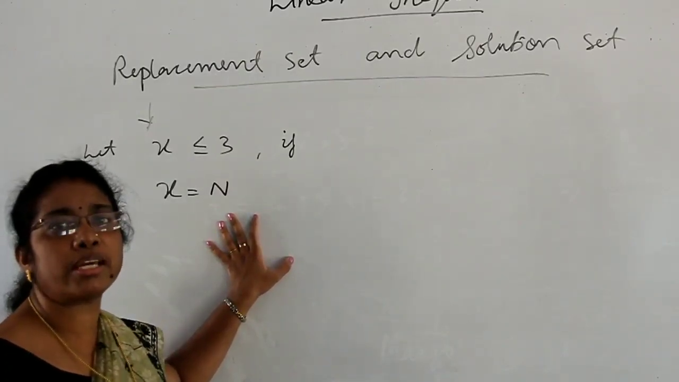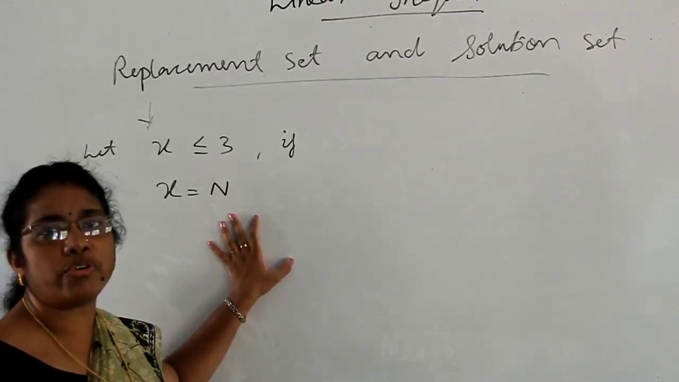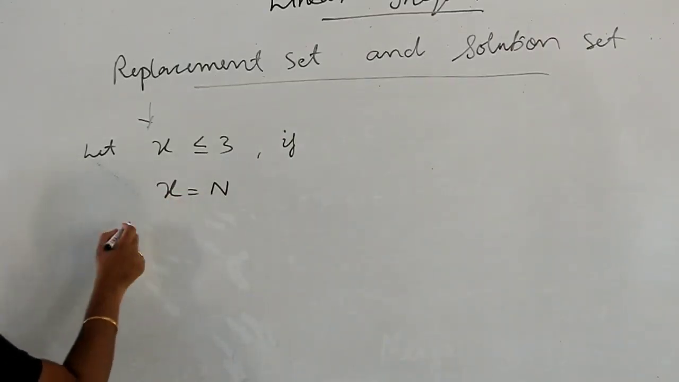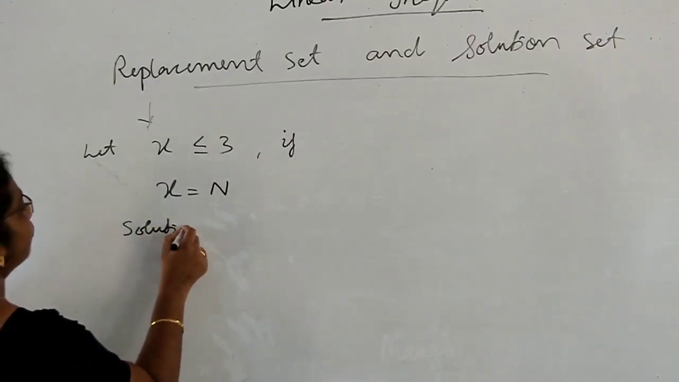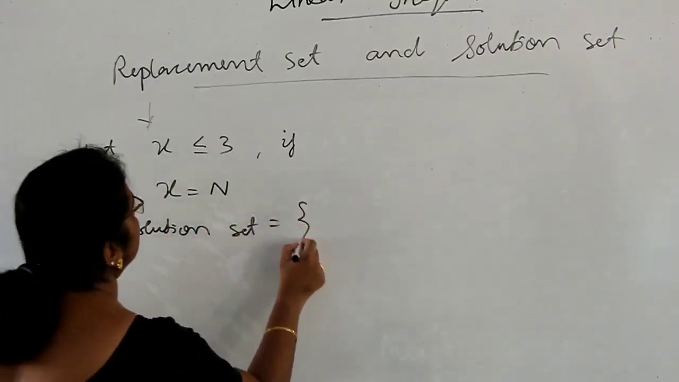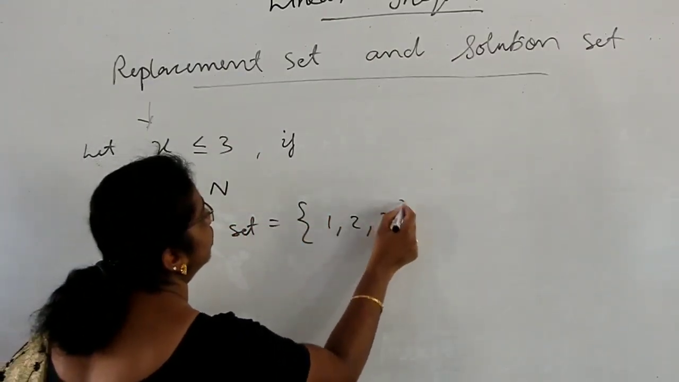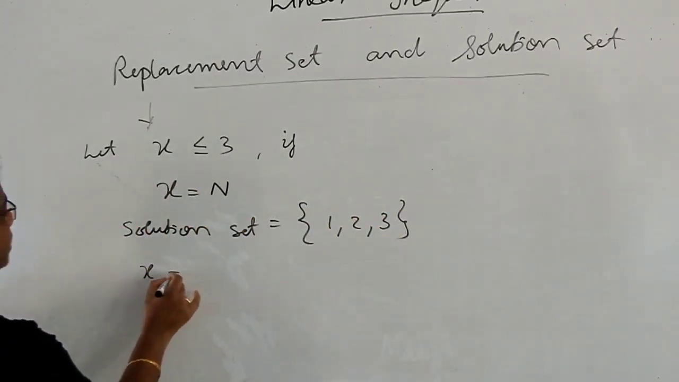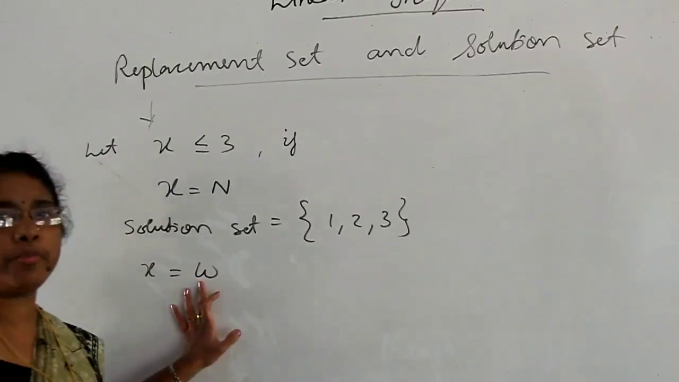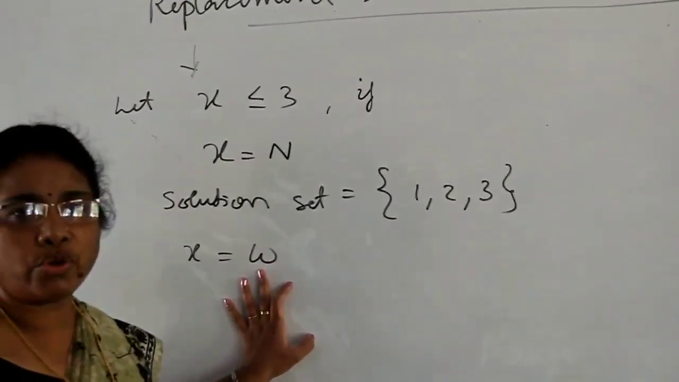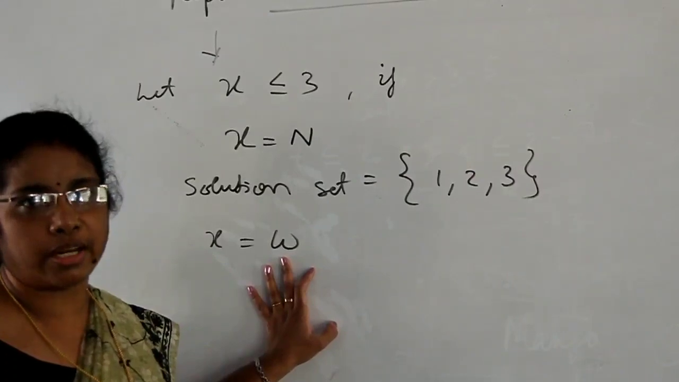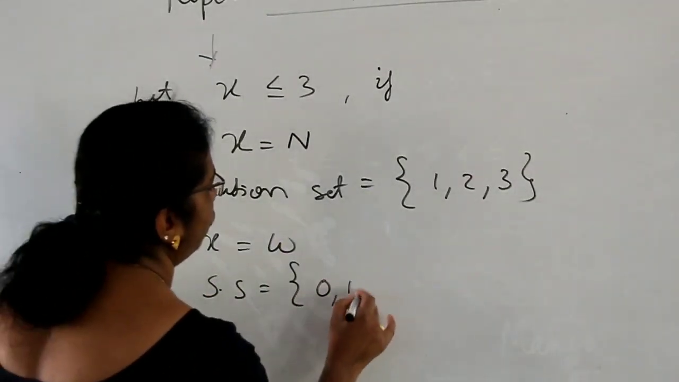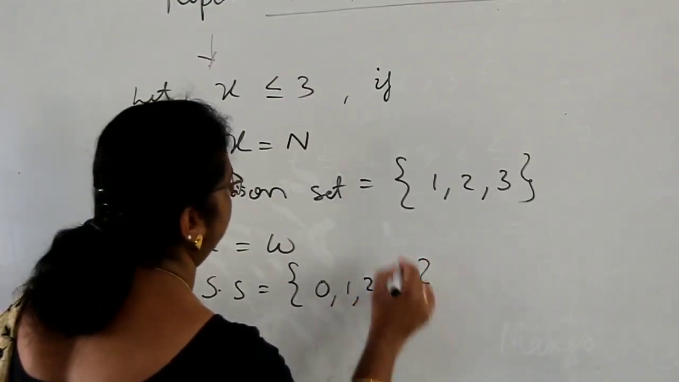Natural numbers means the counting numbers: 1, 2, 3, 4, 5, etc. What is the solution set of this inequation? Solution set equal to the set {1, 2, 3}. Next, in case of x equal to W, W is denoted by whole numbers. What are whole numbers? 0, 1, 2, 3, 4, 5, etc. So what is the solution set? Solution set equal to {0, 1, 2, 3}.